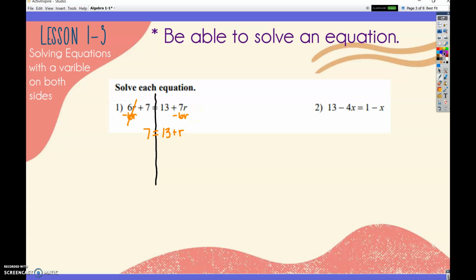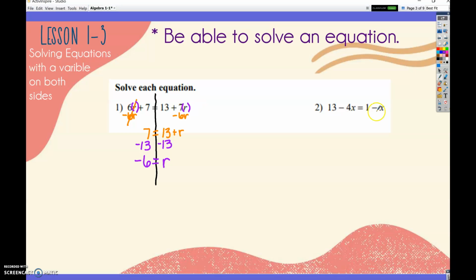My last step here will be to get the 13 to the opposite side. So to cancel out a positive 13, I would subtract a 13. Whatever I do to one side, I would do to the other. So this leaves me with a negative 6. This means that any time I see an r in my original equation, if I would substitute or replace r with a negative 6, both sides of the equation would be balanced.